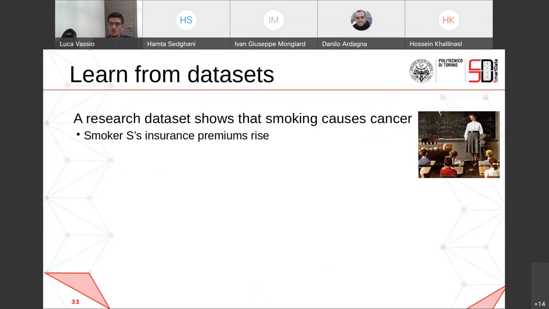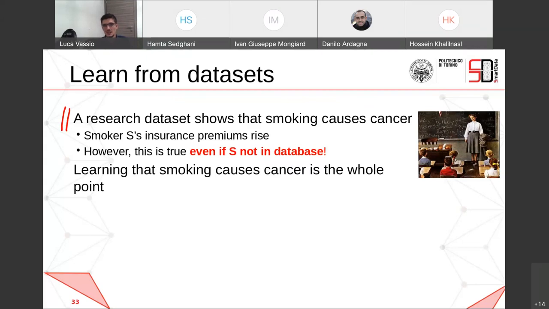The idea is, why do we want to use datasets? Because we want to learn something from them. To learn what? Usually some statistics, especially if you're doing surveys. So suppose we have a research dataset that shows that smoking causes cancer. So a certain smoker, if this is true, will see his insurance premium rise, because then we know that, okay, you're smoking, so likely you will have cancer in the future. So smoker S is not interested in participating in showing that smoking causes cancer. However, the fact that smoking causes cancer is true even if S is not in the database, because it's clearly not just dependent on what S is doing.